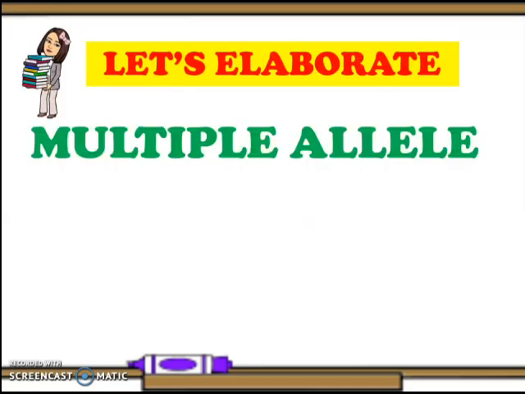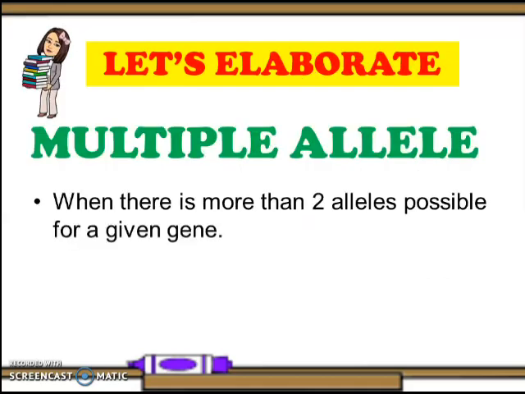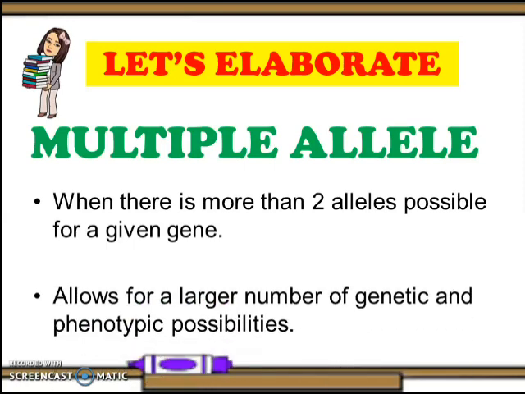Let's elaborate. What is multiple allele? Multiple allele is a type of non-Mendelian inheritance that involves more than just the typical two alleles that usually code for certain characteristics in a species. With multiple alleles, that means there are more than two phenotypes available depending on the dominant or recessive alleles that are available in the trait, and the dominance pattern the individual alleles follow when combined together.